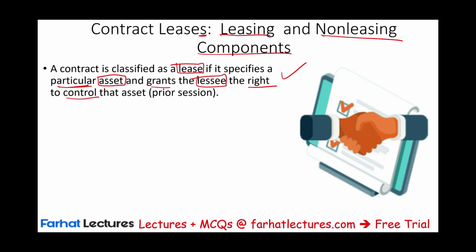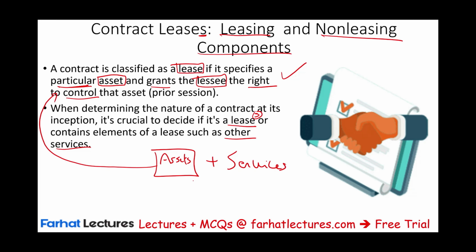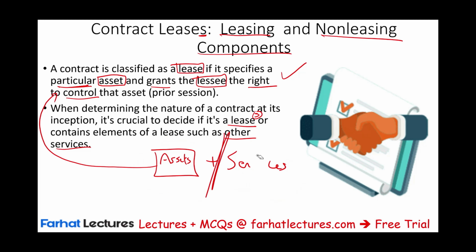Now, when determining the nature of a contract at its inception, at the beginning, when we're looking at a contract, it's important to decide if the lease, or the leases for that matter, we might have more than one, contain other elements such as other services. So you might have a lease, that contract, leasing an asset. It meets the definition of a lease because you need an asset. Then it has other services. Now, how do we handle those other services? Do we combine them together, the asset and the service, or do we account for them separately?